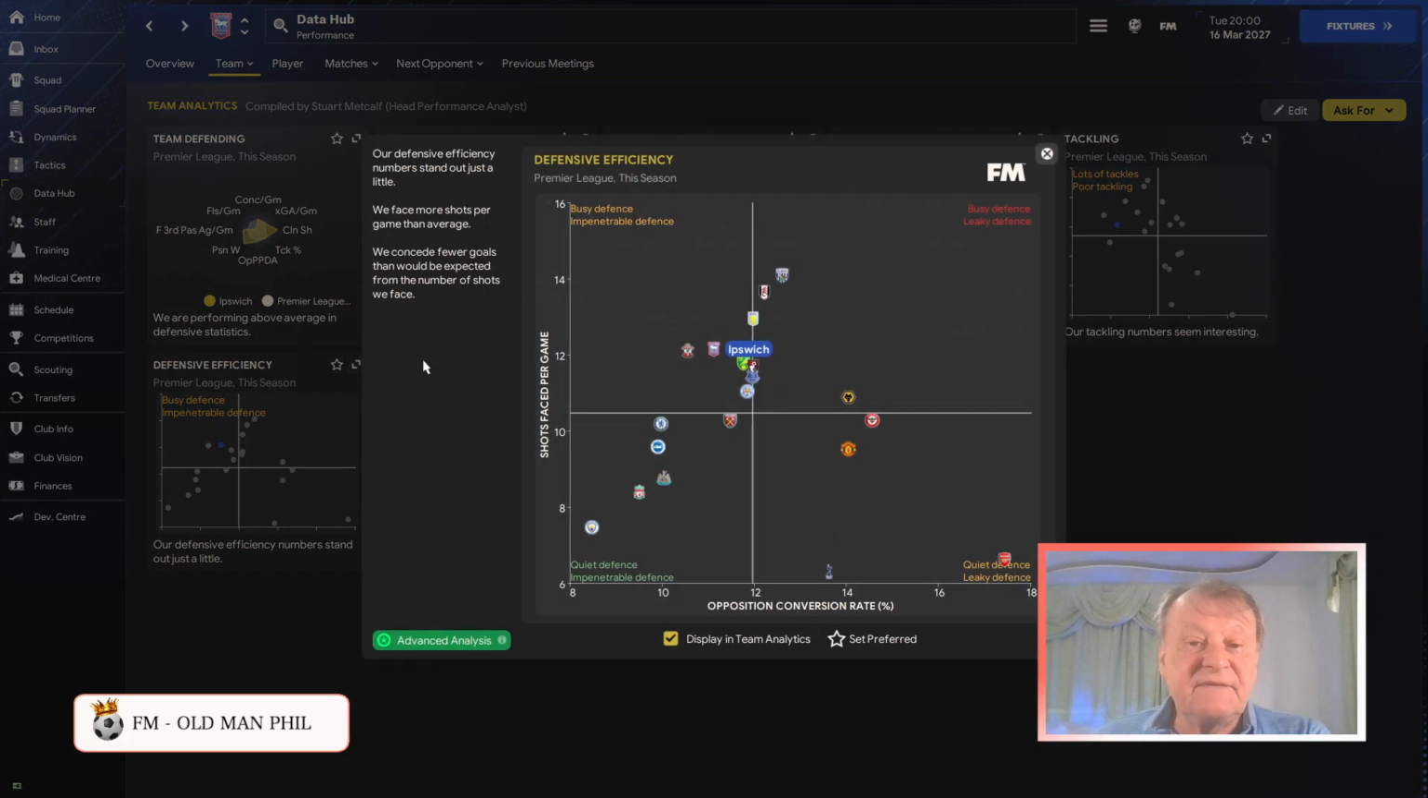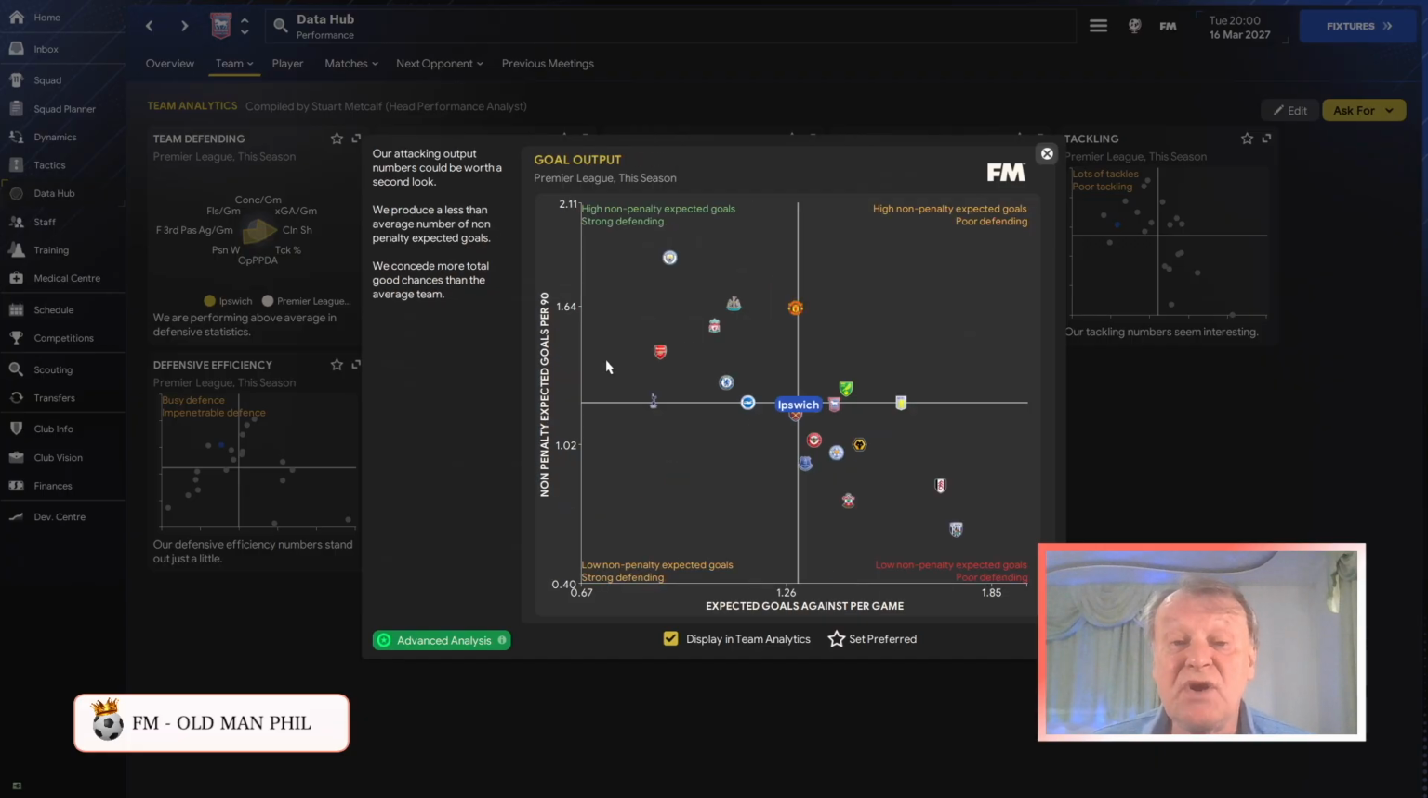And then our defensive efficiency: we face more shots per game than the average team. However, we concede fewer goals than would be expected from the number of shots that we face. So what we really need to do is to limit the amount of shots that we're facing. Or the other way to look at it would be to block more shots, because if you remember, the amount of blocks that we make is not that great. And in terms of our goal output, we're not really interested in how we are performing in an attacking sense, but when we look at it in terms of goals we are conceding, we concede more total good chances than the average team.